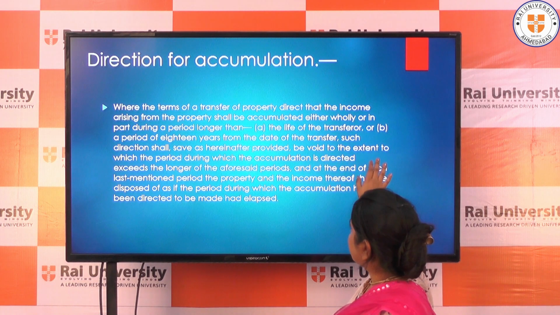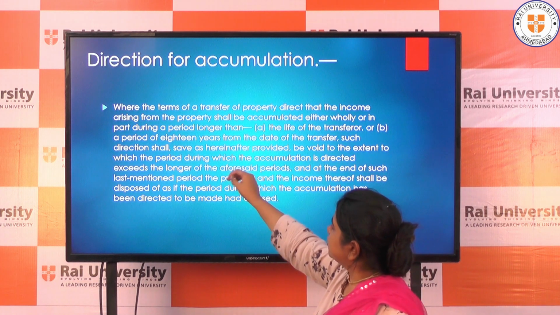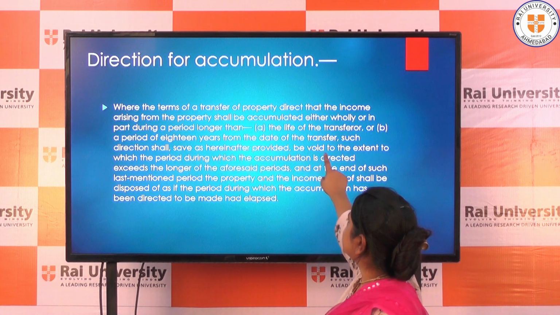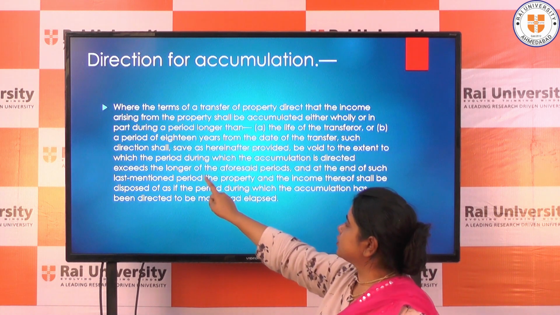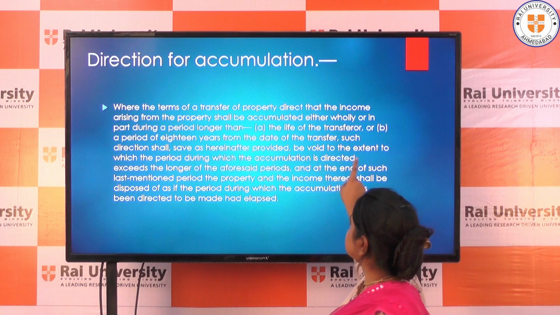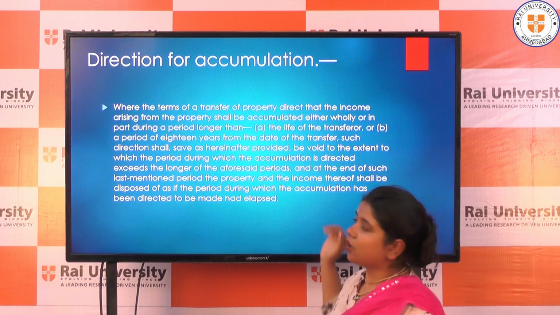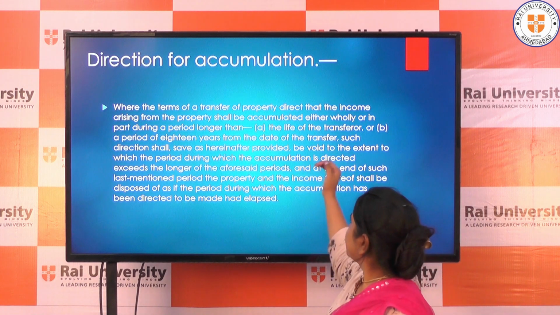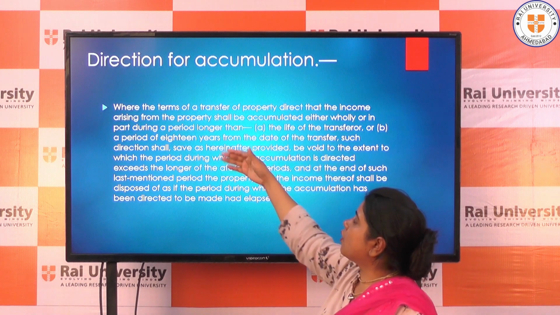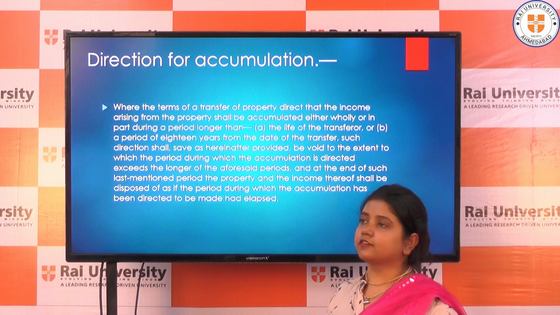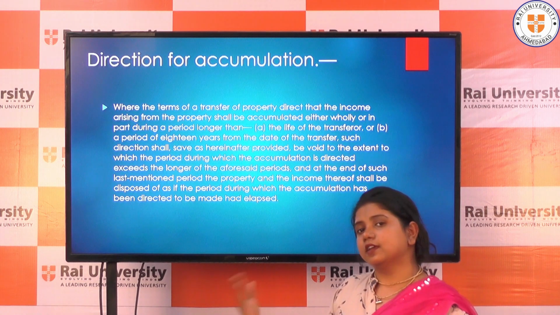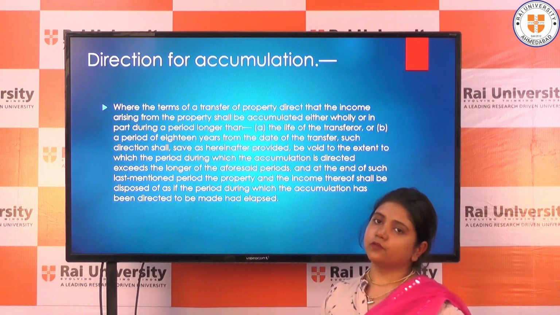So the next is what? The direction shall, save as hereinafter provided, be void to the extent to which the period during which the accumulation is directed exceeds the aforesaid period. So after the lifetime of the transferor or the 18 years, whichever is the maximum, has ended, the rest will be void.